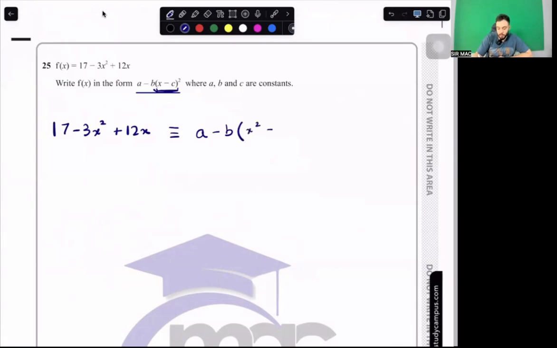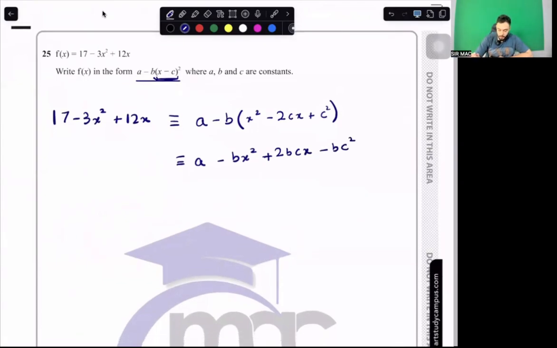That's x squared minus 2cx plus c squared. Again, it's going to be a minus bx squared plus 2bcx minus bc squared. And I'm hoping this is making sense. So a minus bc squared minus bx squared plus 2bcx is basically equal to 17 minus 3x squared plus 12x. Make sense?